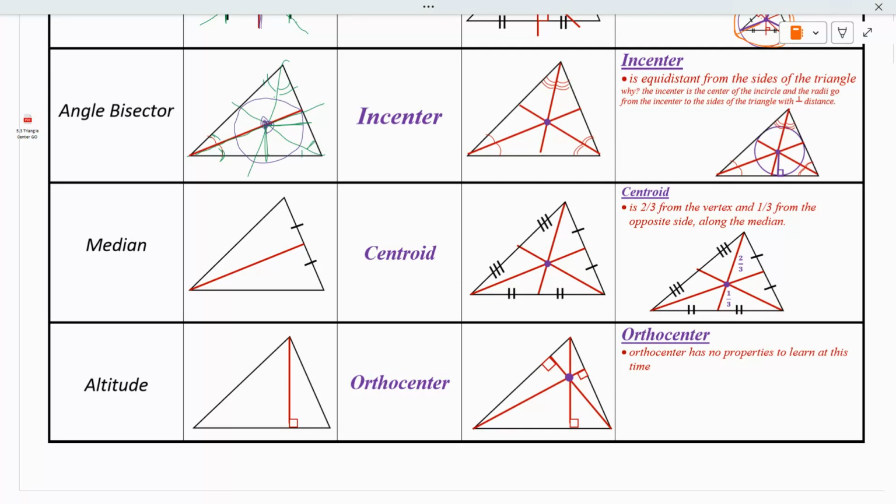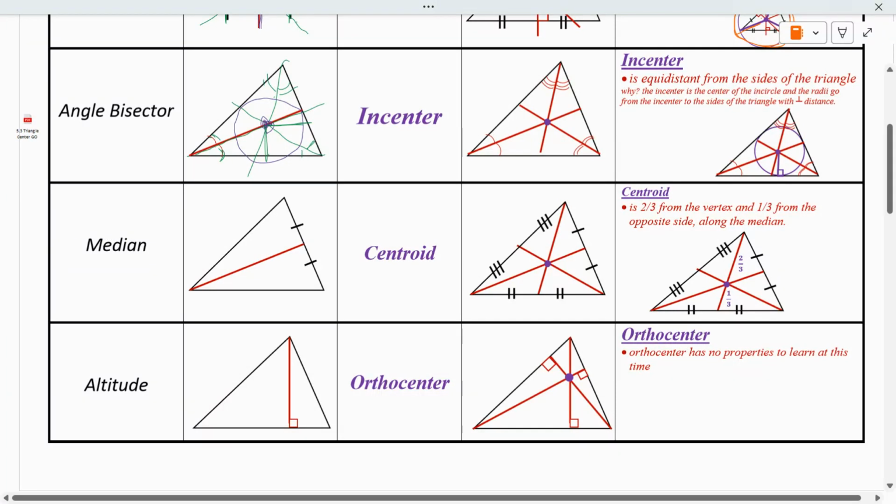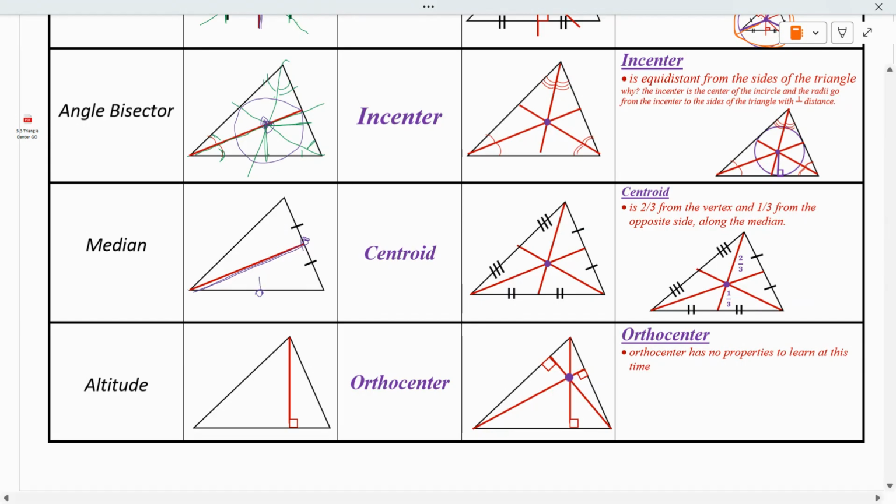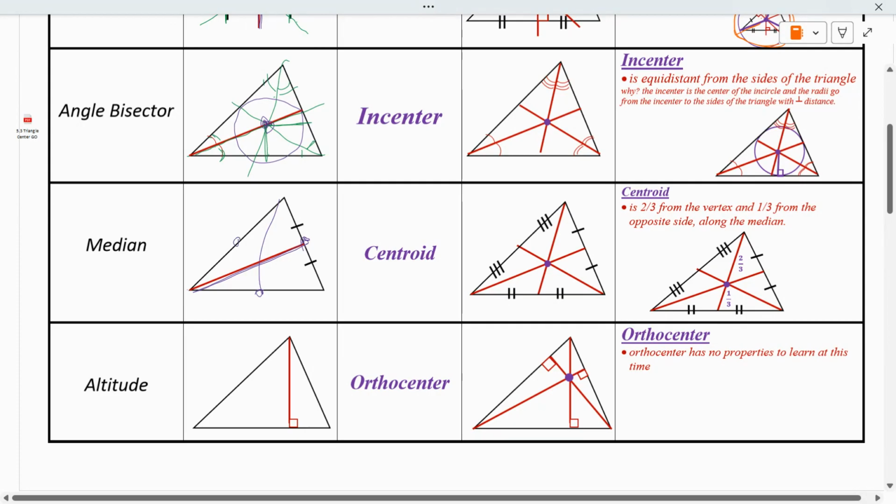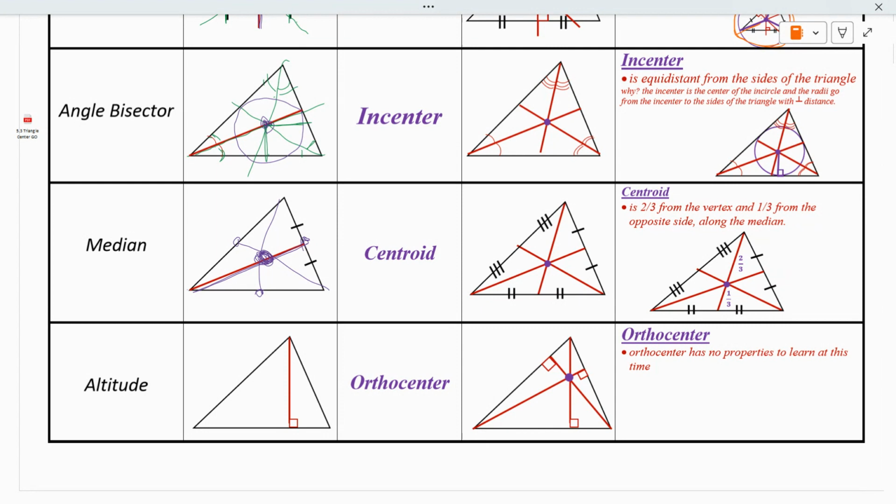Then this third line that we have is a median. A median goes from the midpoint of a side to the vertex. So you just find the midpoint and then draw a line up to the vertex. If I had drawn these nicer, the place where those three medians intersect is called the centroid.